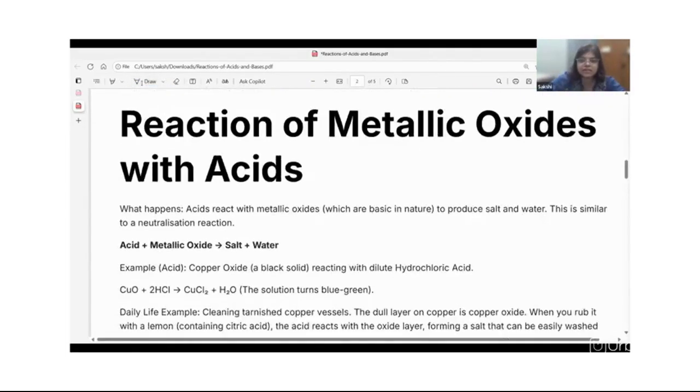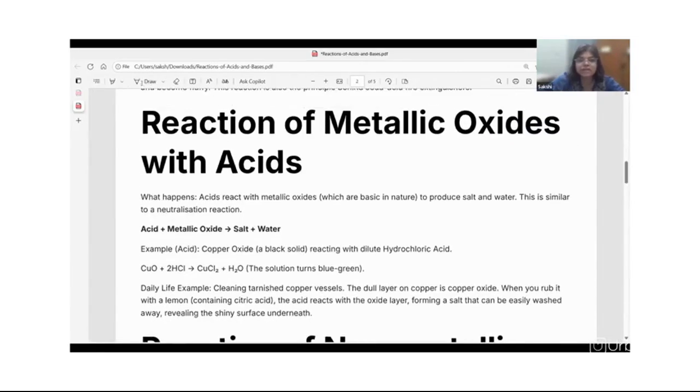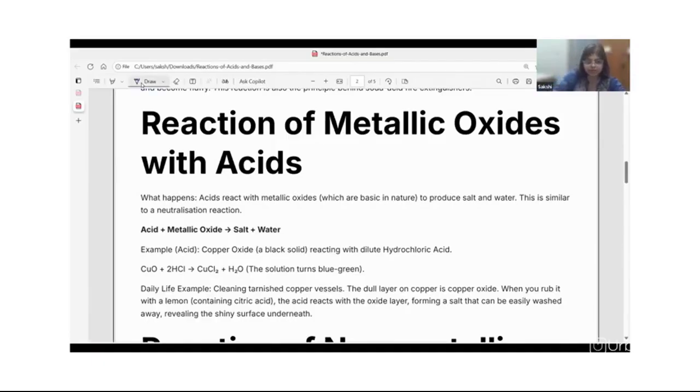Okay. Now let us see reaction of metal oxides with acid. So for example, I have a metal oxide like copper oxide, and I put it into HCl. So what do I get? I get a salt and water, right? This is similar to a neutralization reaction. Why? Because metallic oxides are basic in nature. All metallic oxides are basic in nature, like sodium oxide, magnesium oxide.